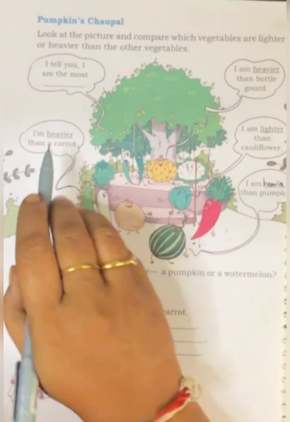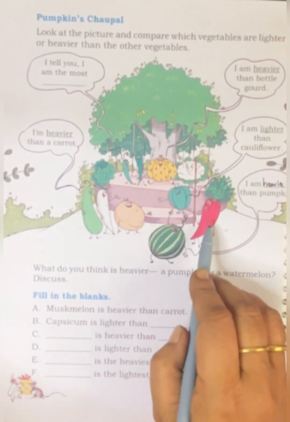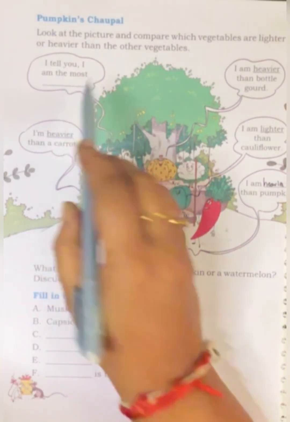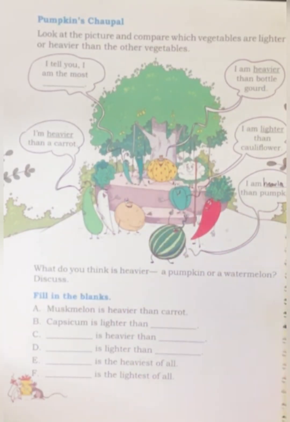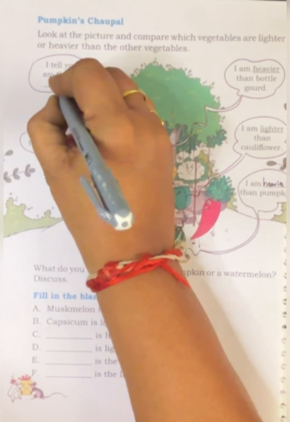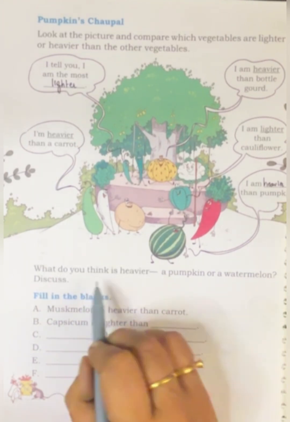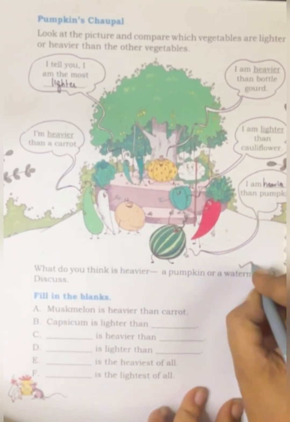Okay. Next. I am heavier than a carrot, a bottle gourd is telling. Definitely yes. Carrot is lighter than bottle gourd. I tell you, I am the most chili. What would it be? Would it be heavier or lighter? I am the most lighter amongst all these vegetables and a fruit. Chili is always lesser weight. Now what do you think is heavier, a pumpkin or a watermelon? Discuss. Watermelon is heavier, children.